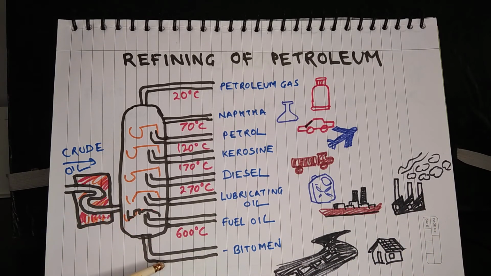And at the bottom, that is at highest temperature, we get bitumen. Bitumen is used for surfacing the road, and nowadays bitumen has replaced coal tar in a big way. Bitumen is also used for making an impervious layer at top of roofs.